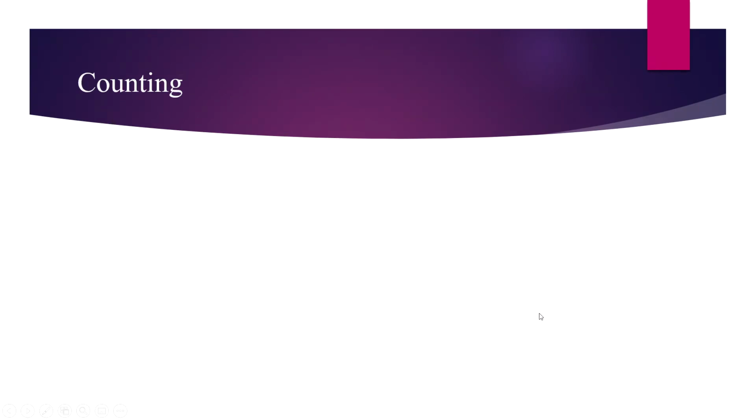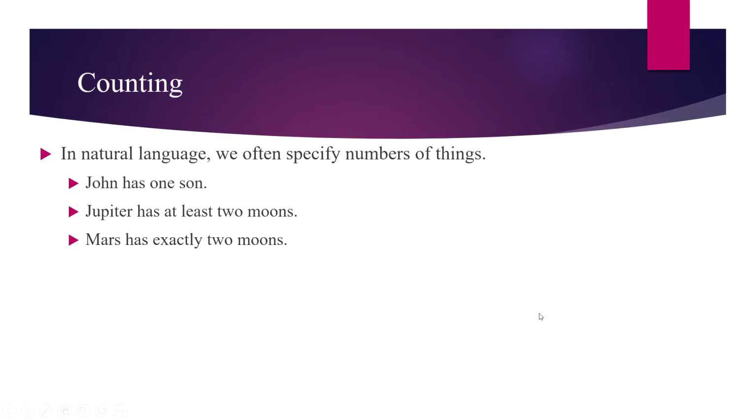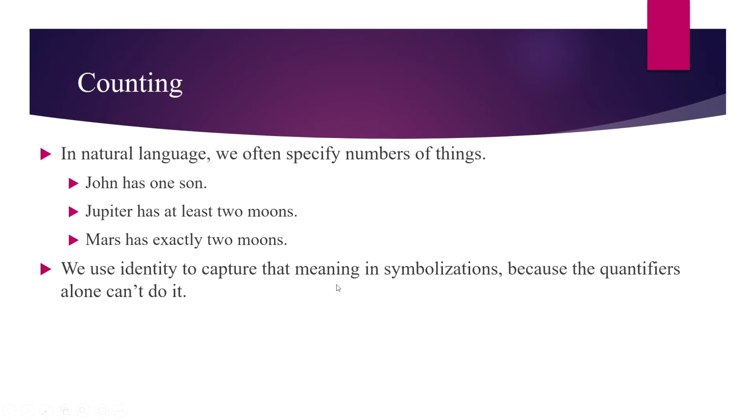Now let's talk about counting. In natural language, we often specify numbers of things, right? John has one son, Jupiter has at least 2 moons, Mars has exactly 2 moons. And we use identity to capture the meaning in symbols because the quantifiers alone can't do it. Let's look at these 3 examples.